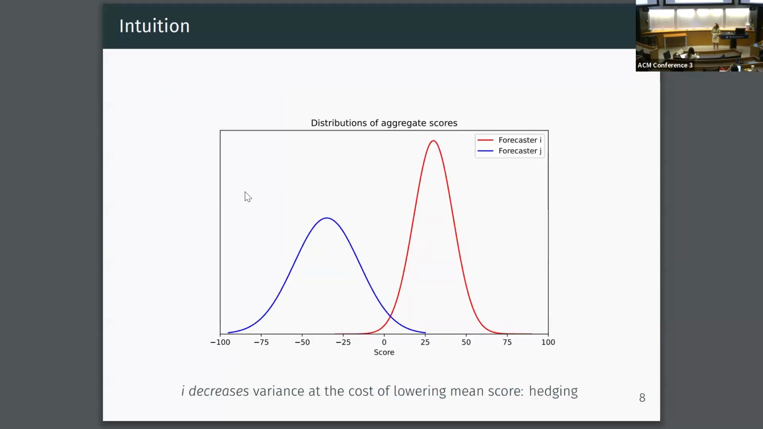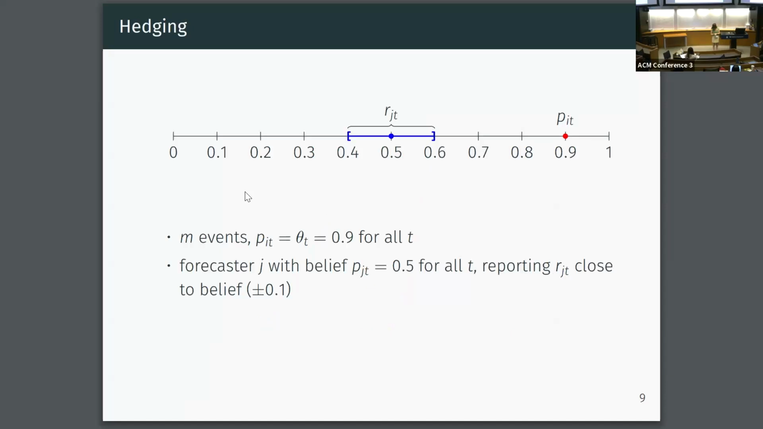Meanwhile, the good forecaster who's ahead is going to decrease their variance at the cost of lowering their mean score. And again, you can see that this decreases the overlap between these 2 distributions. The way they do this is they hedge their reports towards the other forecaster. So they're going to actually hedge. And we have a simple example here to illustrate that hedging behavior.